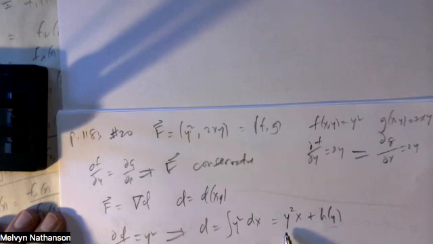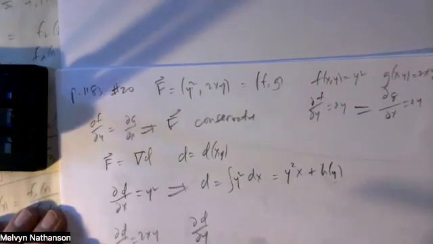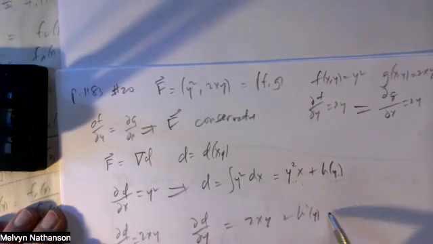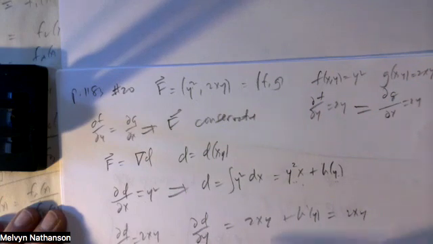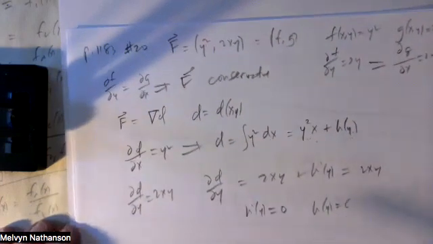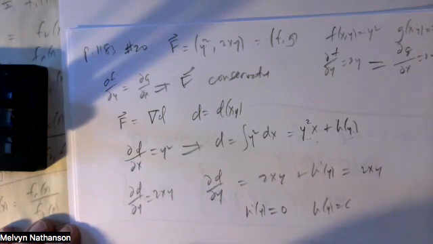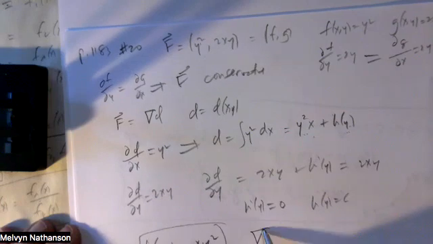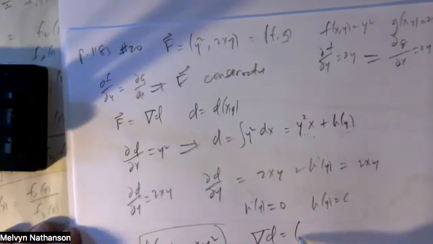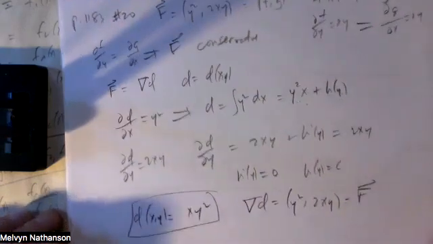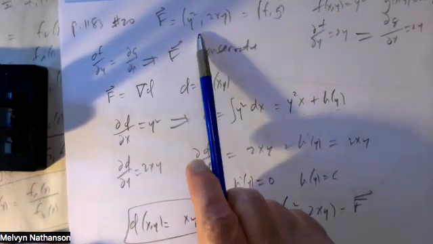So phi is y squared x plus h of y. And the partial derivative of phi with respect to y is going to be 2xy plus h prime of y, but this has to be 2xy. So h prime of y is 0. So h of y is just some constant. I can take any constant. I'll just take the constant to be equal to 0. So phi of xy is equal to xy squared. And then the gradient of phi: differentiate this with respect to x, I get y squared. Differentiate this with respect to y, I get 2xy. And that's the function F that I started with.